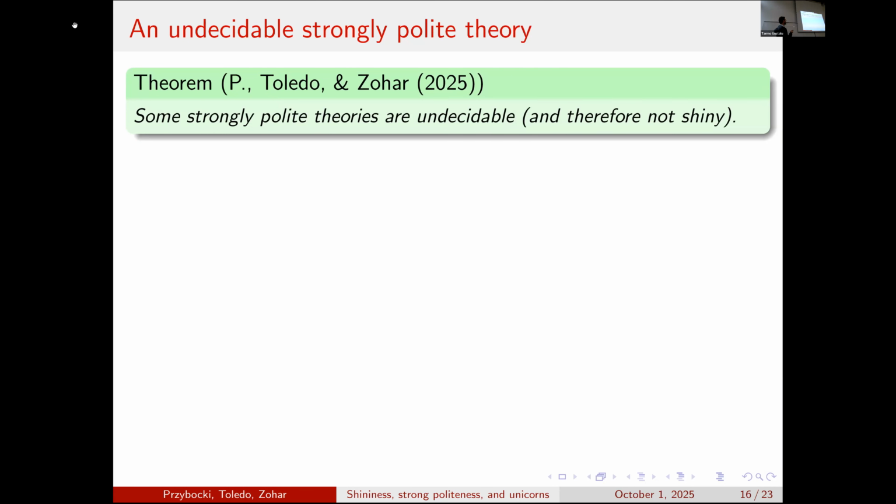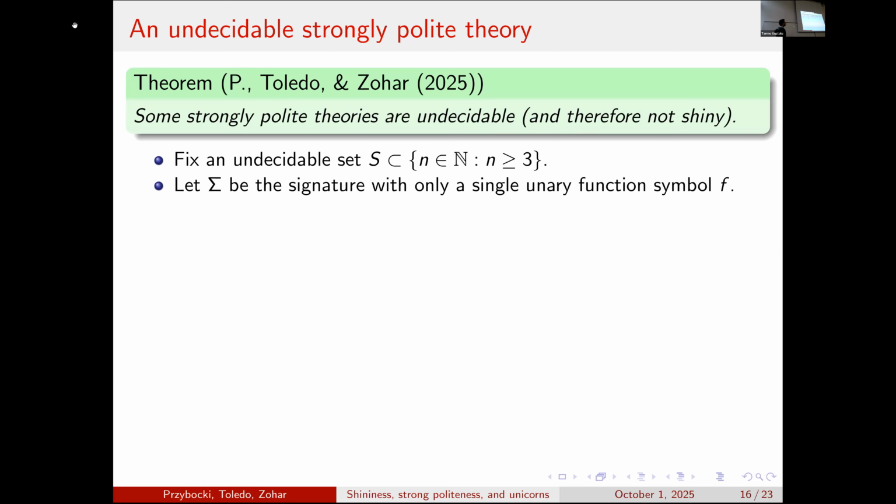Okay, so what about the other direction? What about a strongly polite theory that's undecidable? So I can give a brief outline of the construction. What we do is we fix an undecidable set S of natural numbers, and for technical reasons, I want all of the numbers to be at least 3. So this could be like indices of Turing machines that halt, for example, something like that. And we're going to work over a signature with only a single unary function symbol f.